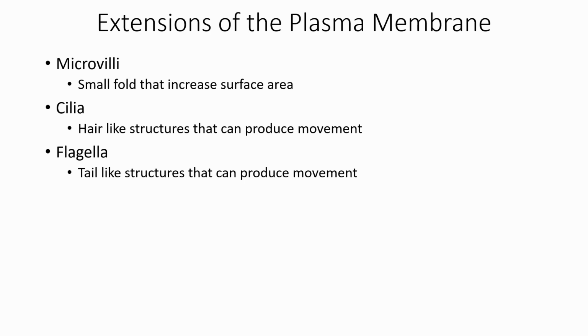And then flagella, this is similar to the cilia in that it does produce movement, but the structure is different. Whereas the cilia are short and numerous, or in high numbers, the flagella are long tails, and you only have one or two of them usually. So for example, we look at sperm. Sperm has a flagellum, a single tail-like structure, to help the sperm swim.